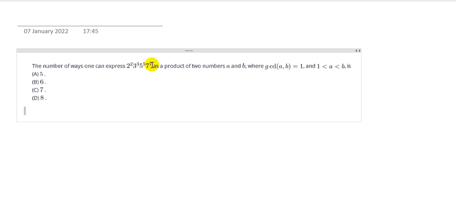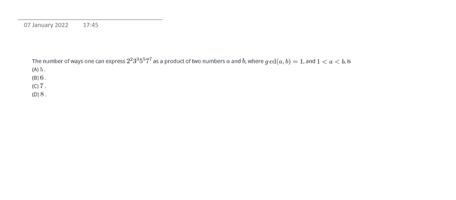Okay, see, always when you are trying to understand a problem, try to visualize the problem by taking an easier example. So let's forget this for a moment. Look at the problem like this: 2 into 3 into 5. Now it is simple. Now read the other part of the question: product of two numbers A and B. Now I have to express this as something into something equal to 30.